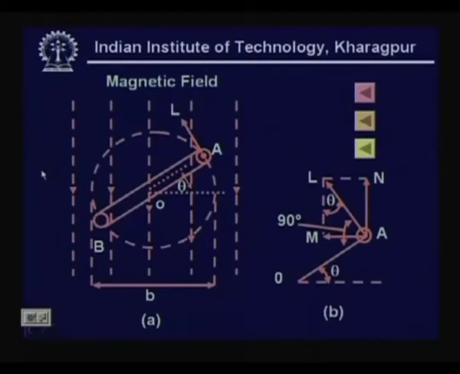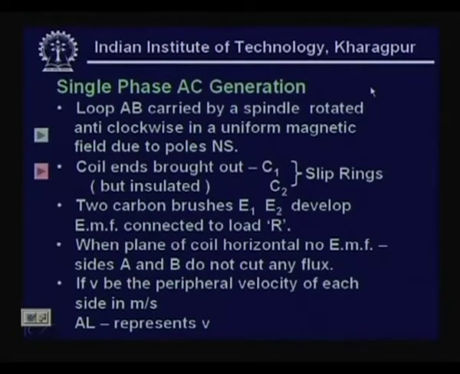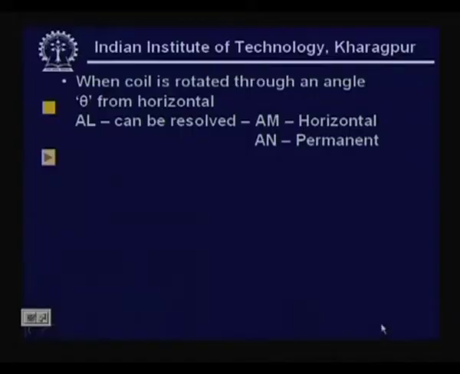Let us see this. The vertical hatch lines show the flow of the magnetic field, and this is the loop AB which is being moved anticlockwise. AL shows the peripheral velocity of this coil. As can be seen, since this velocity is radially outwards along the anticlockwise direction, it has a horizontal as well as a vertical component, and it is the perpendicular component which is responsible for the generation of EMF. Therefore we will see how one gets the voltage generated.